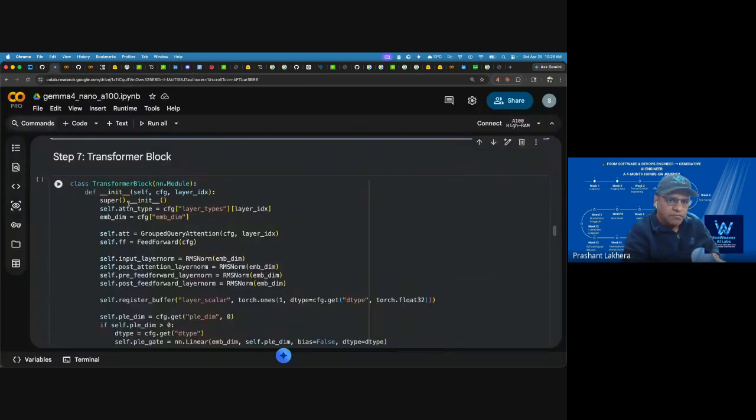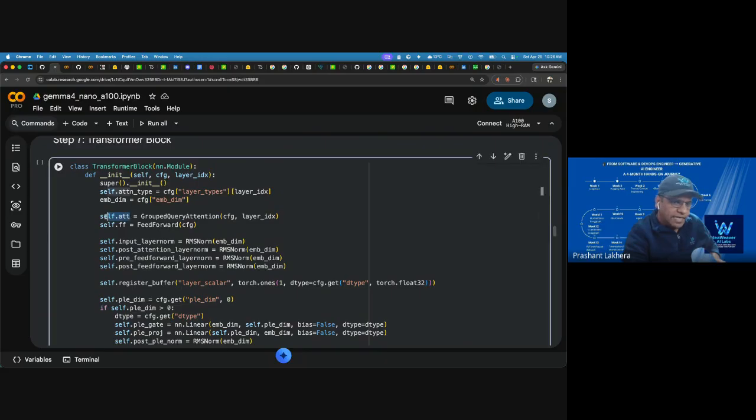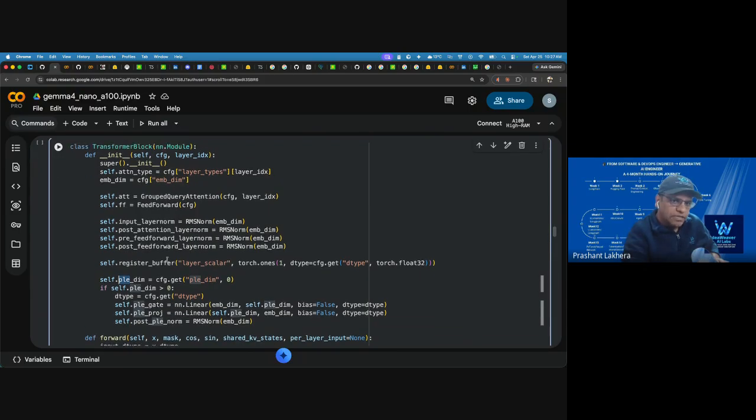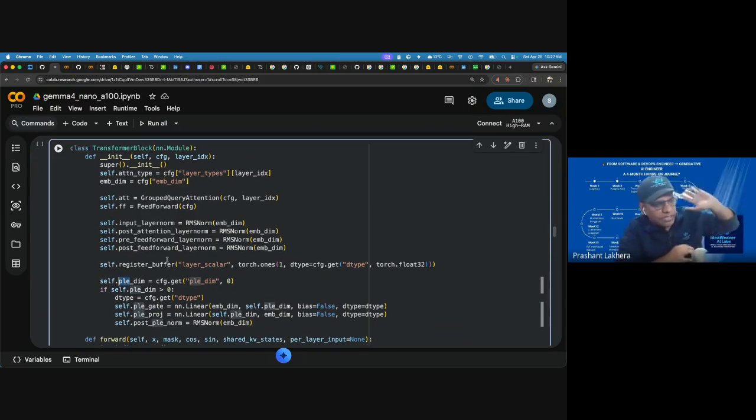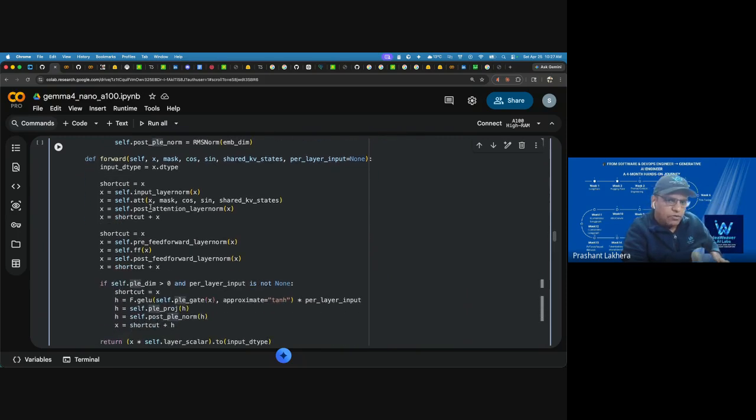If you look at the transformer block, we have defined the attention mechanism, the feed forward layer, the input layer, and all the normalization layers over here. There's one special thing we have defined, called per layer embedding. I have not talked about it, but I'm going to discuss it tomorrow. But this transformer block is all about combining all these layers together. Nothing else. We are not defining anything special over here, except for this PLE block. And there's one more thing, which is called a shortcut connection.